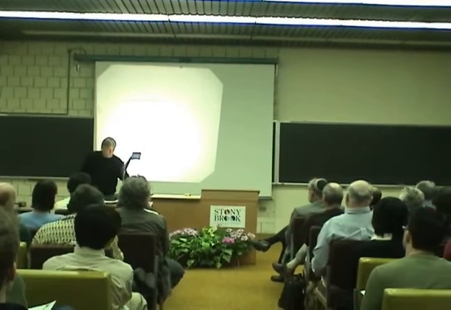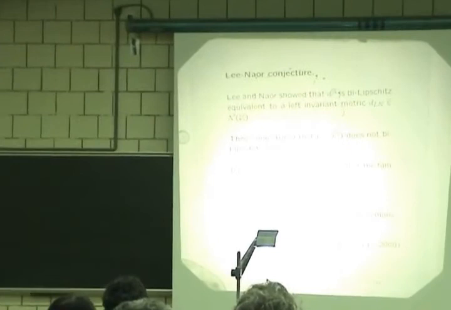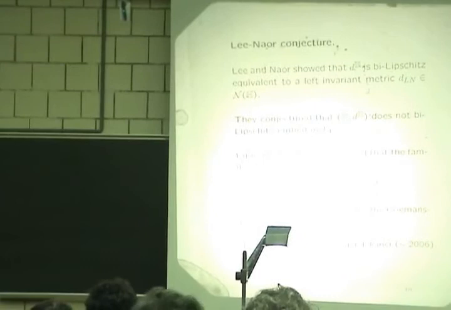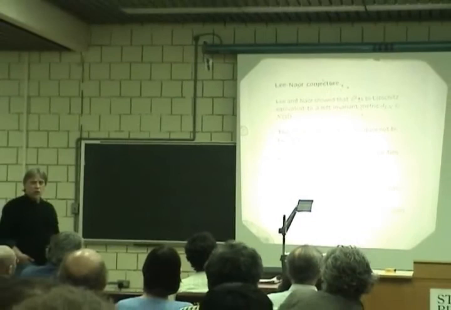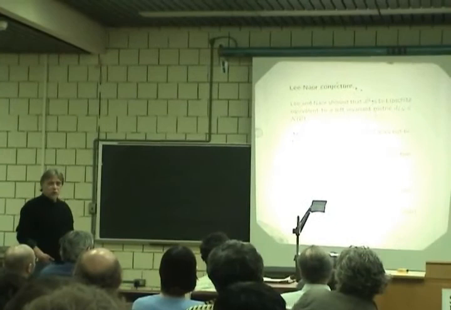So, okay. Lee and Naor actually showed that this metric, I haven't quite shown you the metric yet, but just something that explains what the distance is. They found the left invariant distance, which is bi-Lipschitz to this so-called Carnot-Carathéodory distance, the one I've been alluding to. So they found something bi-Lipschitz to it, which is of negative type. So this was one point.